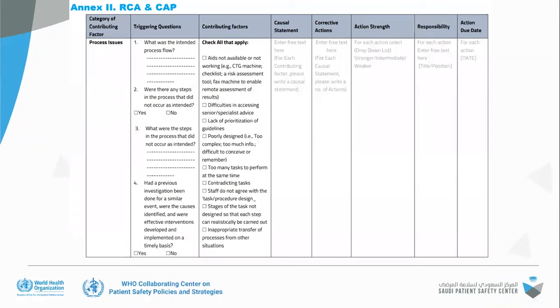We will talk about the tools that we have in the SPSC manual, and we will go through other tools after we complete this talk about the tool.